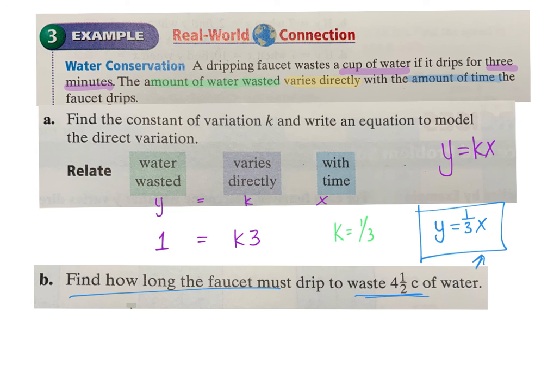Yeah, they gave me the amount of water. So I have 4.5 should equal 1/3 times x, right? How do I solve this? Yeah, divide by a third, multiply by 3.